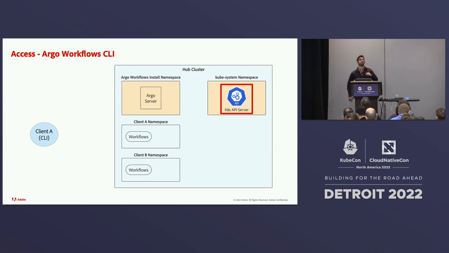Yeah, so just to clarify, you're referring to having an Argo CD operator in the hub cluster in its own namespace versus a separate one for each of the clients, right? That's what you're talking about. Yeah, exactly. A single Argo CD instance doing the deployments versus multiple.